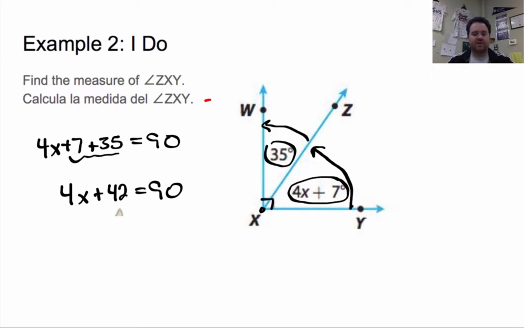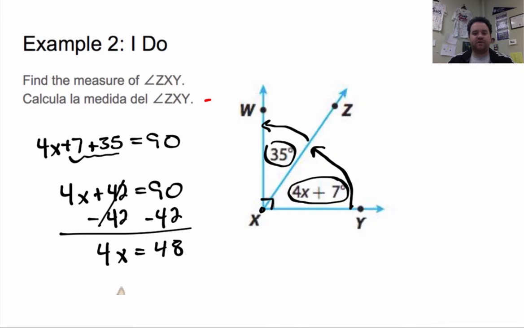Now I want to get my x term by itself, so I'm going to begin by subtracting 42. Cross that out. Now I have 4x is equal to 48, which I now divide by 4 to find out that x equals 12.